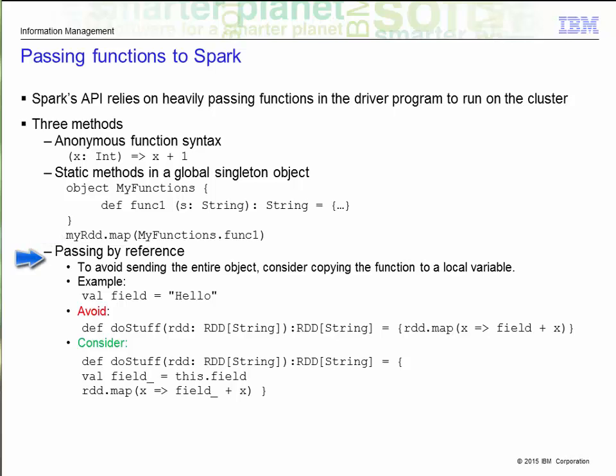It is possible to pass reference to a method in a class instance as opposed to a singleton object. This will require sending the object that contains the class along with the method. To avoid this, consider copying it to a local variable within the function instead of accessing externally. Example: say you have a field with the string hello. You want to avoid calling it directly inside a function as shown on the slide as x => field + x. Instead, assign it to a local variable so that the reference is passed along and not the entire object shown. val field_ = this.field.